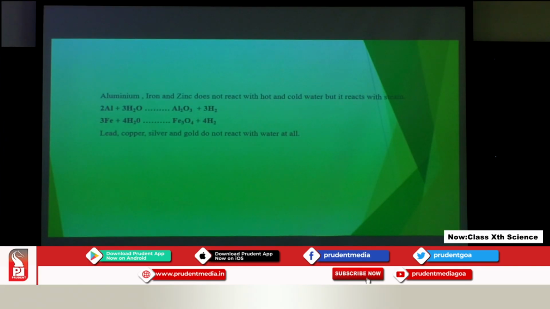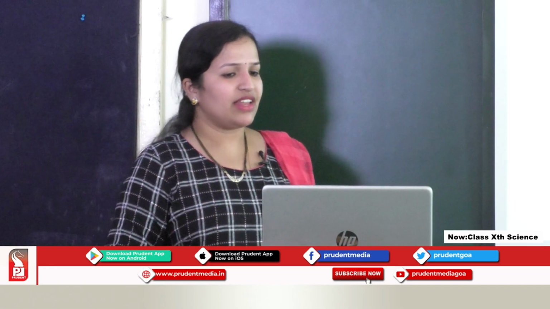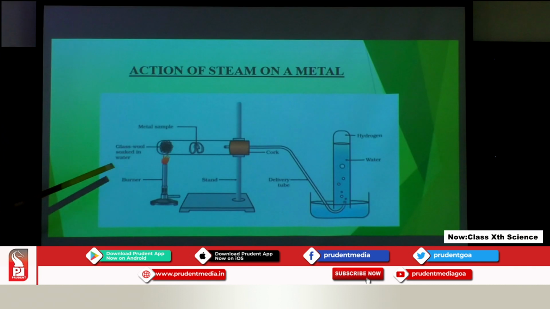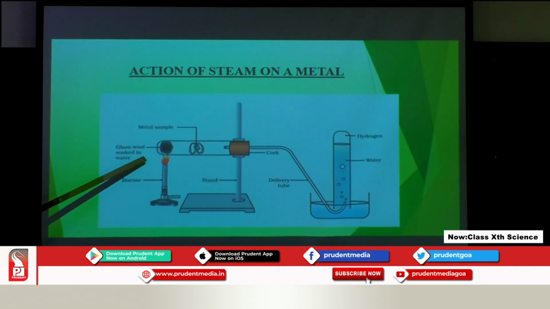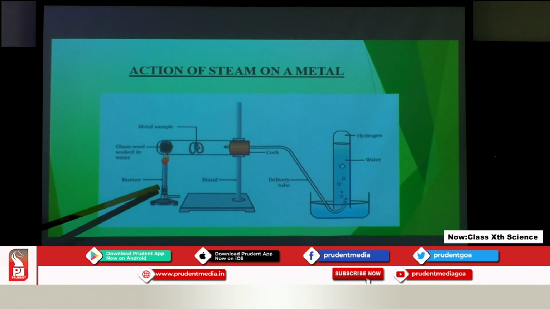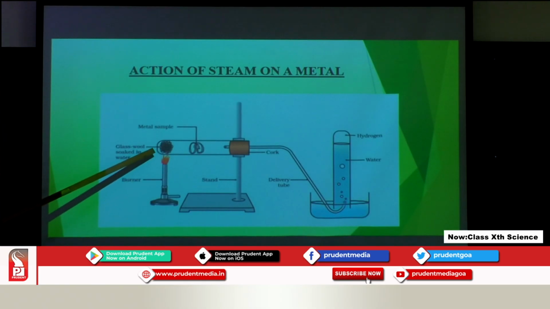Now, there are some metals like aluminium, iron and zinc. They do not react with either cold water or hot water, but they react with steam. Okay? So, we have the reaction in this manner. A glass wool is taken and soaked with water. Heat is supplied by a burner to the glass wool which is soaked in water. When heat is supplied, the water present in the glass wool evaporates and converts into steam.